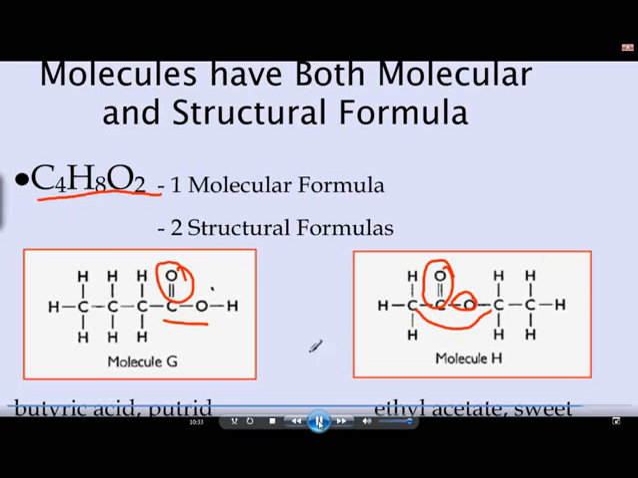Okay, well this causes the actual properties to be different. This is butyric acid, and if you had a sample of it in a test tube, it would smell putrid. And here we have ethyl acetate. You smell that? That's going to smell sweet. So it's not just the smells that are different, but all their chemical properties and physical properties would be different.